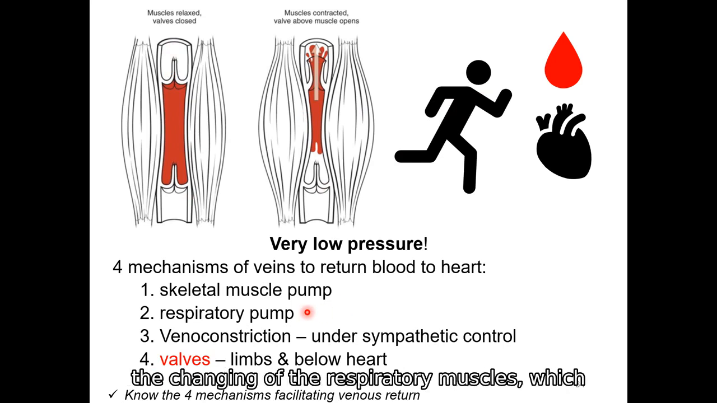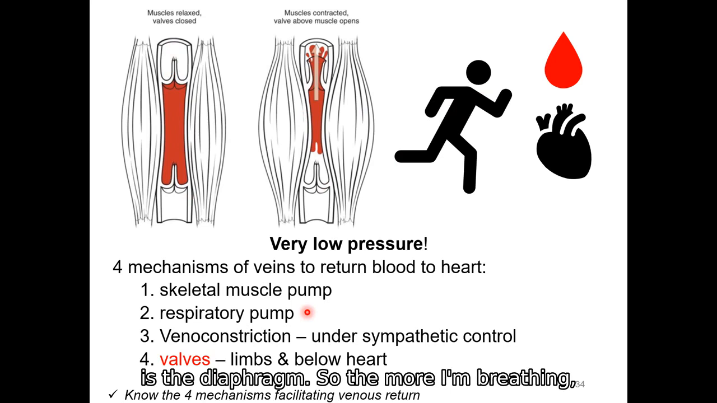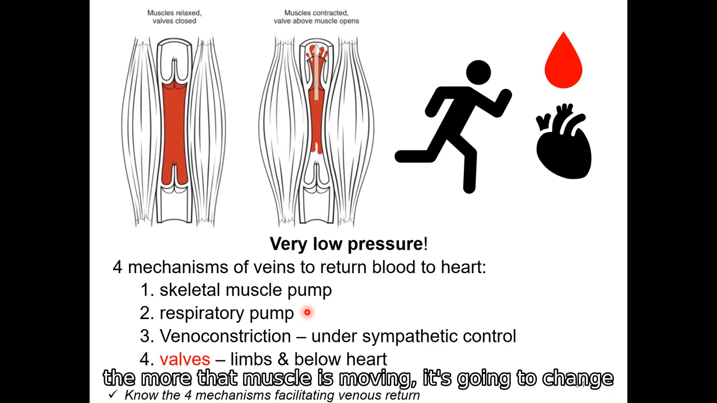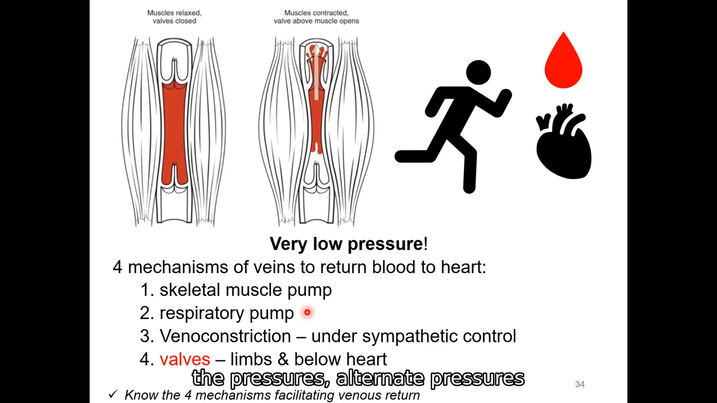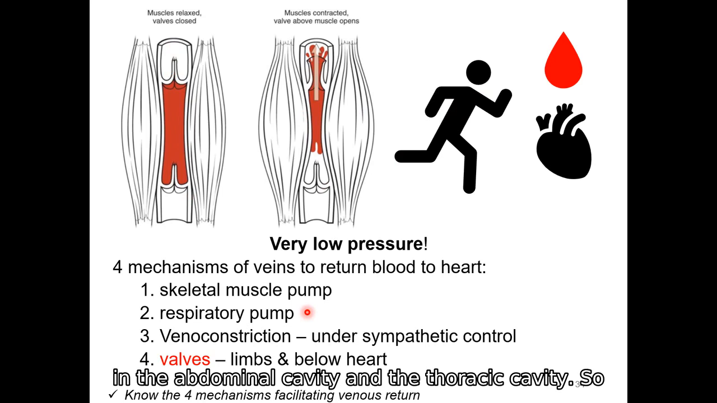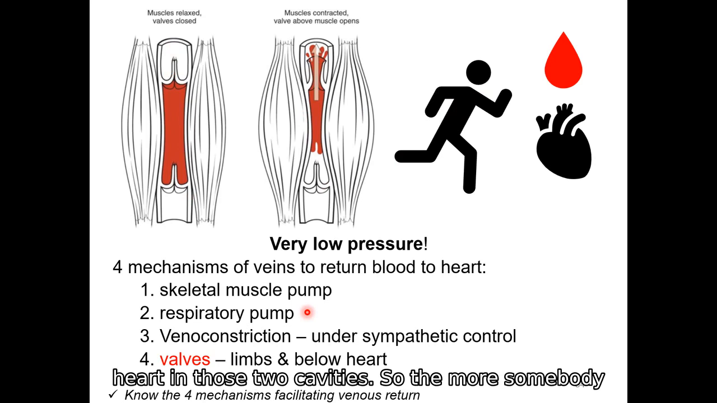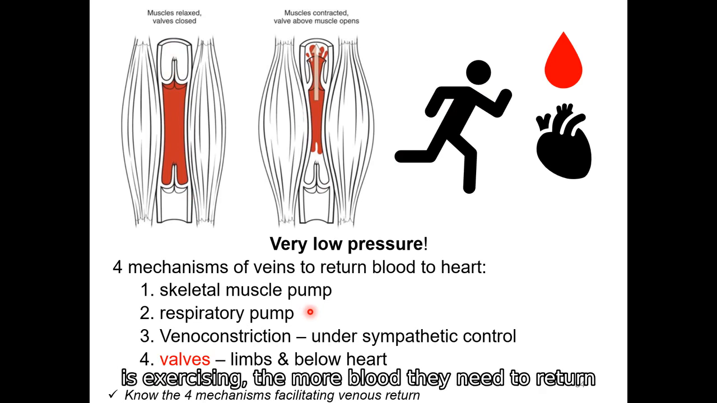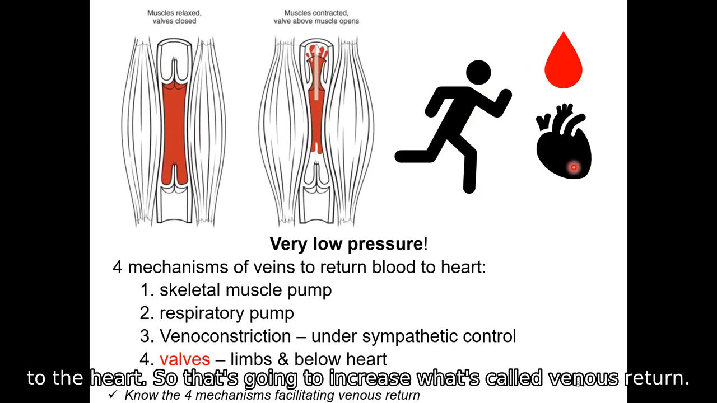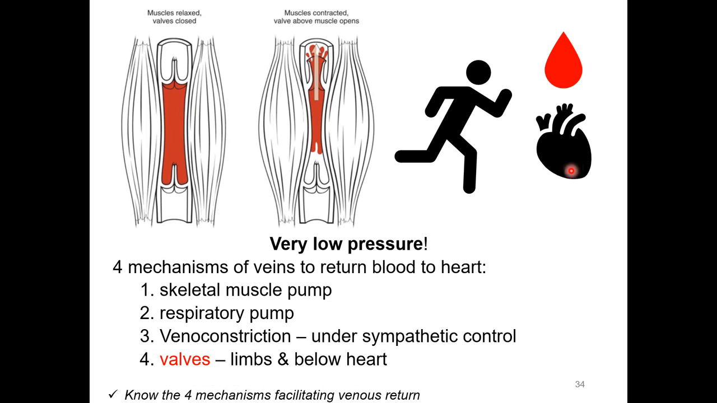The respiratory pump has to do with your respiratory muscles, which is the diaphragm. So the more I'm breathing, the more that muscle is moving. It's going to alternate pressures in the abdominal cavity and the thoracic cavity, so that's going to help move blood back to the heart in those 2 cavities. So the more somebody is exercising, the more blood they need to return to the heart. That's going to increase what's called venous return.